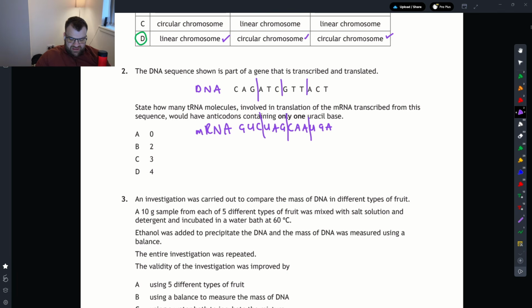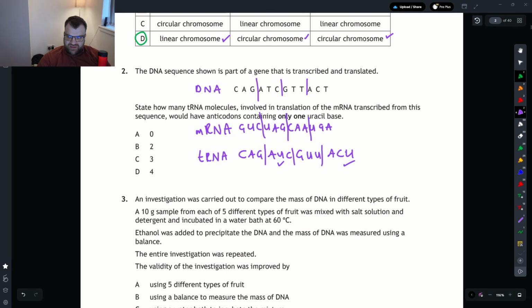And then when it comes to the tRNA, we're going to flip it back. And we have got our 4 anticodons. Only 2 of them have got a single uracil in them. Correct answer there would be B.